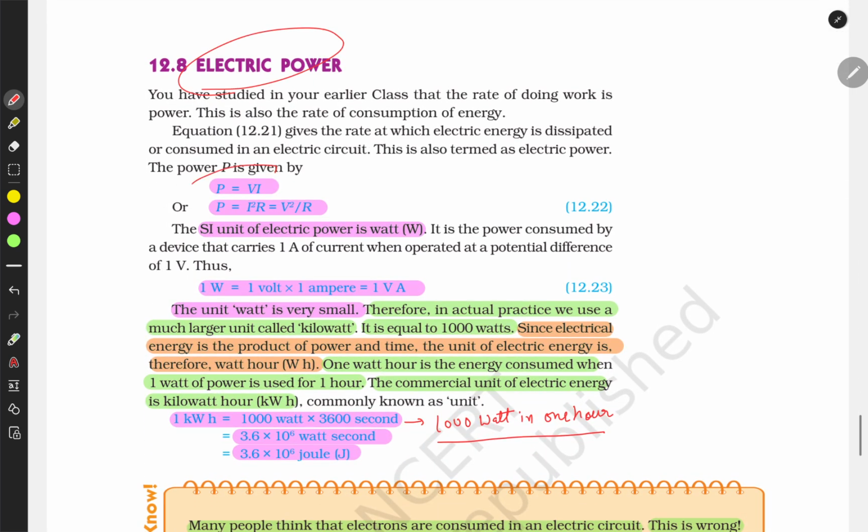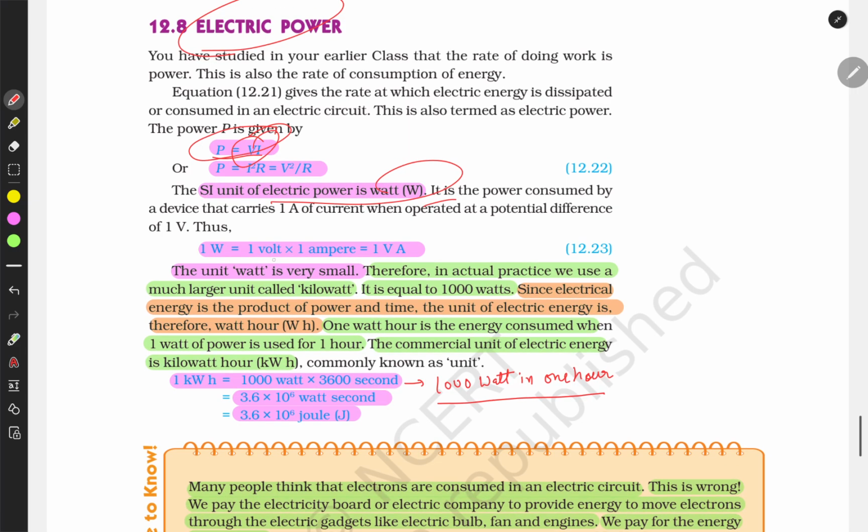Electrical power: P equals V I, and the SI unit of electric power is the watt. 1 watt equals 1 volt into 1 ampere, and the watt is a small unit. Therefore in actual practice we use a much larger unit, the kilowatt. A kilowatt contains 1000 watts.